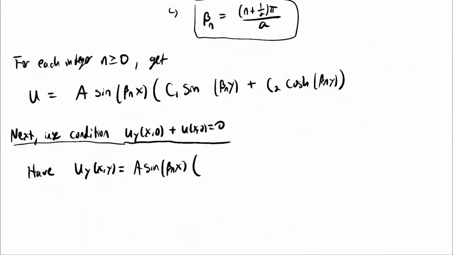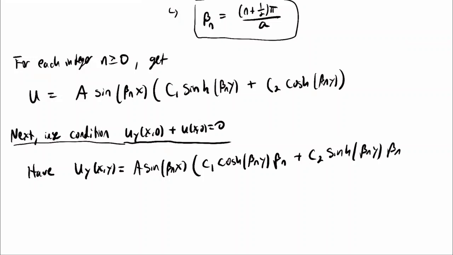And now we're going to have to remember our derivative formulas for hyperbolic sine and cosine. Remember, when you take the derivative of hyperbolic sine, you get hyperbolic cosine. So I get this. But now I have to use the chain rule, so there's an extra beta n that shows up. And when I differentiate the second term, I'm going to get C2 hyperbolic sine beta n y, and then I also have to multiply by beta n again because of the chain rule.